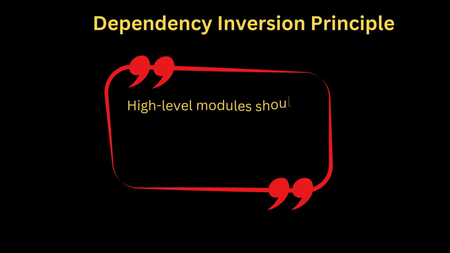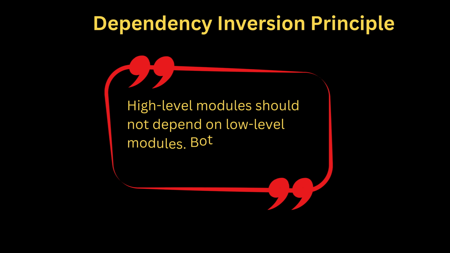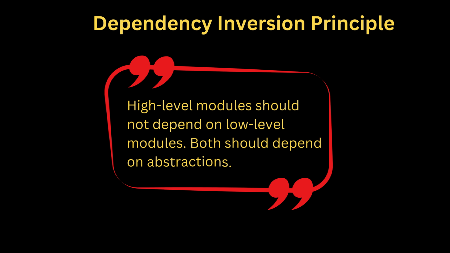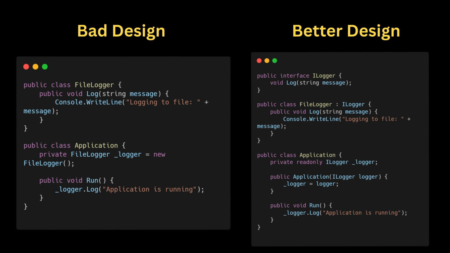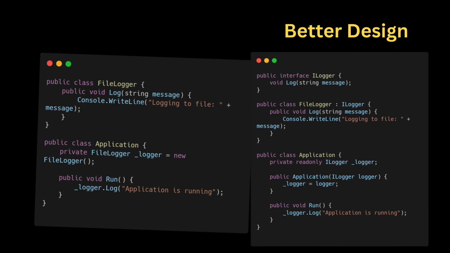Dependency inversion principle. High-level modules should not depend on low-level modules. Both should depend on abstractions. Here in the better design, application depends on the ILogger abstraction, not a concrete implementation. This allows flexibility to use other loggers like database logger without modifying the application class. However, this is not possible in the bad design.